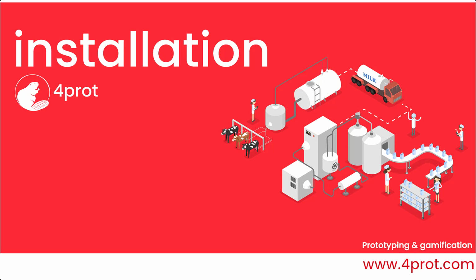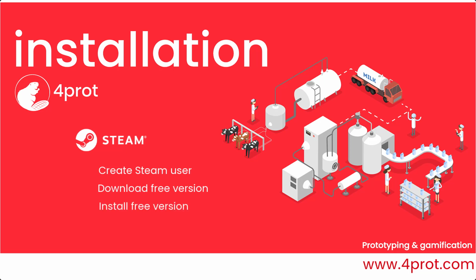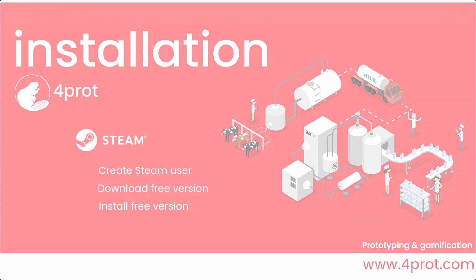Welcome once again. In this video tutorial you will learn how to install the Foreprod tool. First, you will need to download Steam. This platform is one of the world's largest online stores for video games. Then you will need to create a Steam user and log in. After this, from the Steam store, you will have to download the free version of Foreprod. Let's look in detail at the installation process.